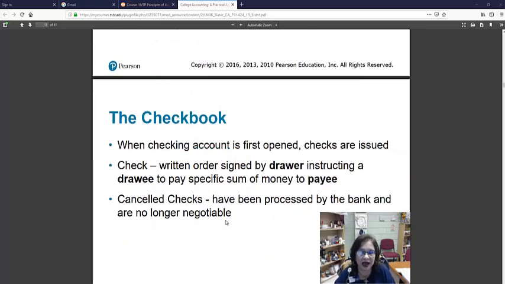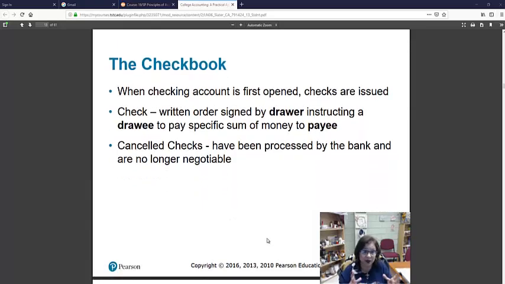The checkbook, again, acts like a debit card, except that it's a paper check. You list who you're going to pay. The check is written and signed by the drawer, meaning me. I'm telling the bank, Wells Fargo, I want you to pay Walmart this amount of money. And then I sign, endorsing the check saying that, yes, this is what I want to do. So again, it goes through the bank, notices that I've got money there, pays Walmart, everybody's happy.